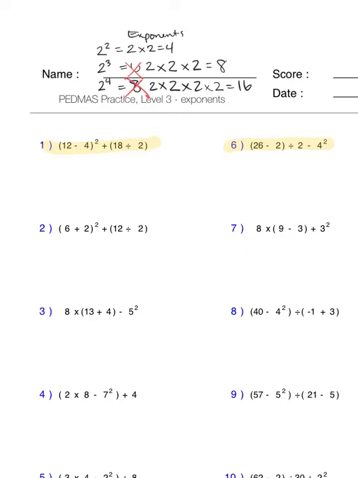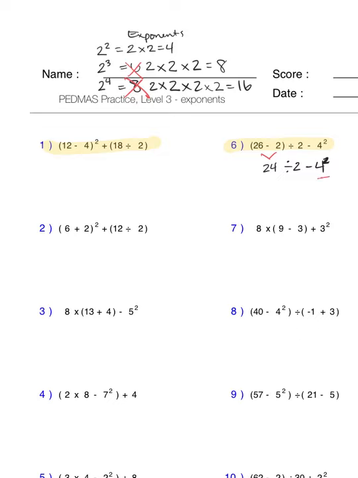But let's get into PEDMAS now for level 3. So if I'm going to actually look at question 6 first. So we're going to do number 6 first. The first thing we do, according to order of operations, is our bracket or parentheses. So we actually do 26 minus 2 first, which is 24. Then I rewrite the rest of my question. I don't like to do 2 steps at once. I just like to do one step at once. And then I'm left with 24 divided by 2 minus 4 squared.